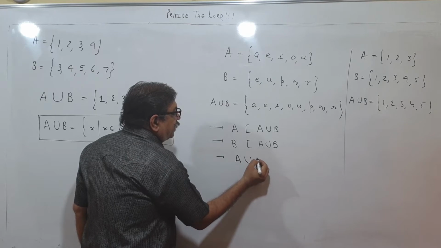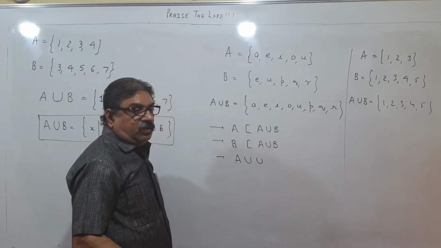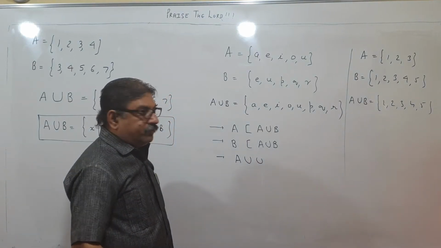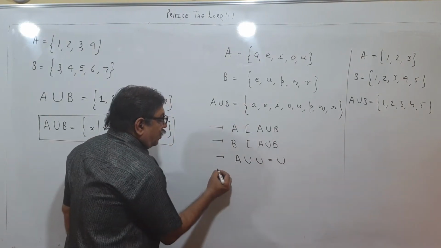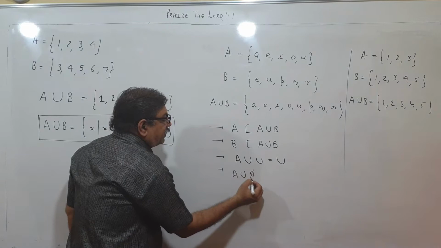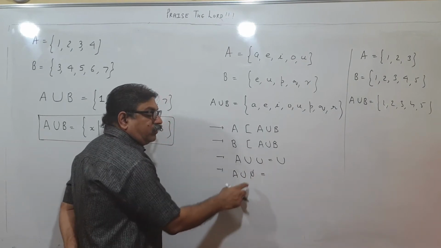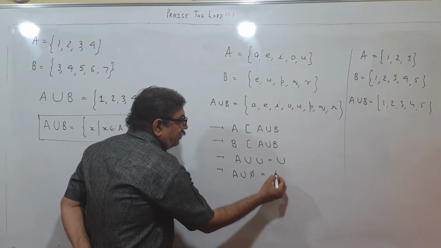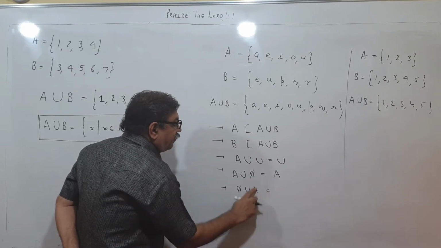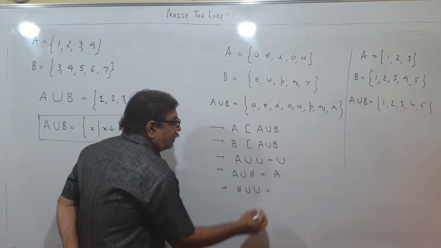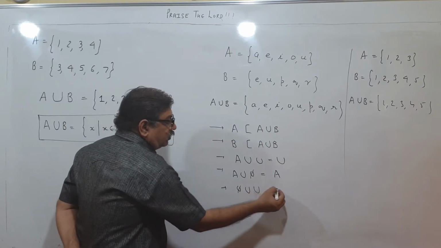Then what will be A union universal set? So universal set is always the biggest set. In union we get the bigger set, so the answer will be U. What will be A union null set? This has no element. The bigger set is A, so the answer will be A. And what about phi union U? Which is the bigger set? U.